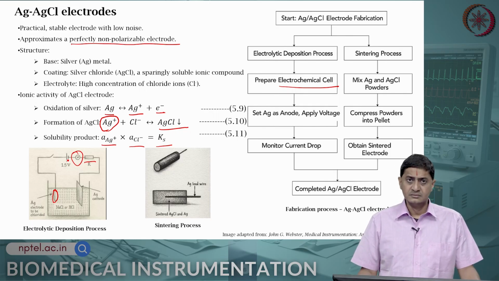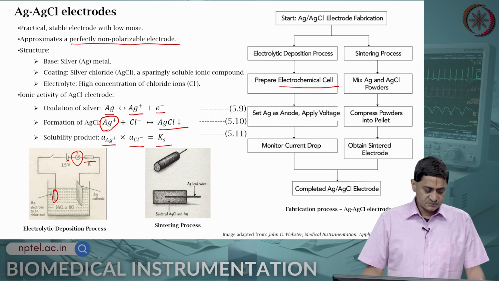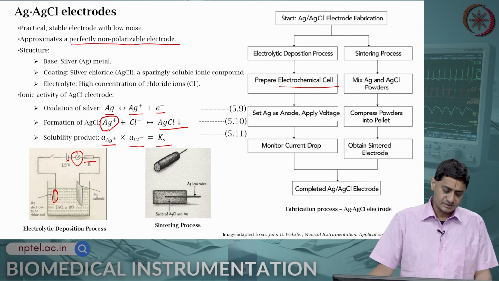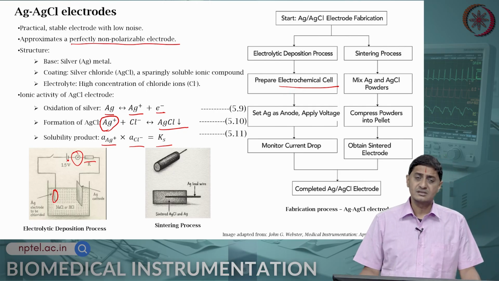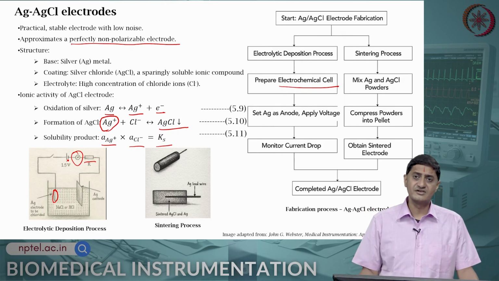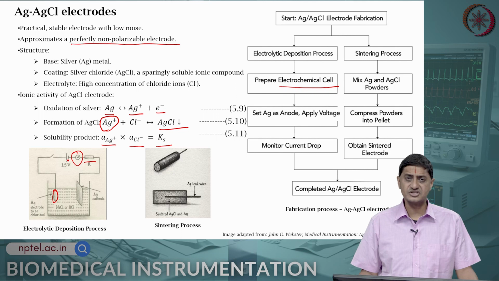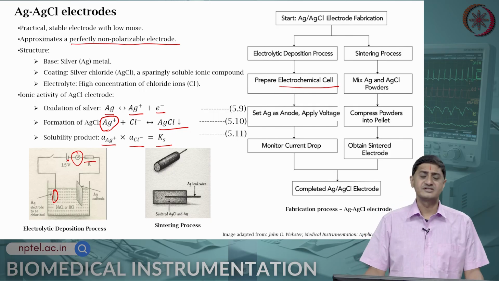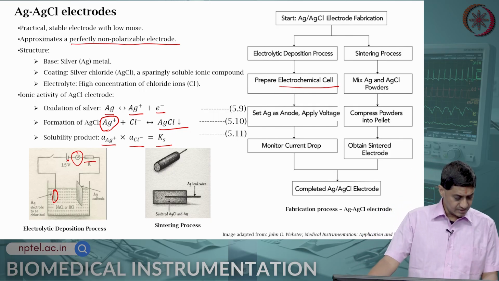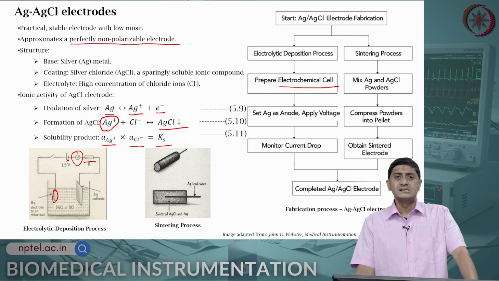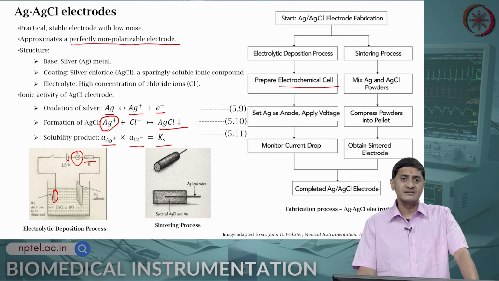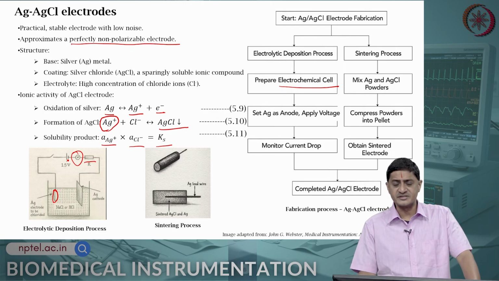Once the deposition is complete, you will see a sudden drop in the current, because silver is no longer conducting, since the deposit is silver chloride, and you essentially stop this process. What are the advantages of this method? The advantage is that the coating of silver chloride on the silver electrode is relatively uniform, as you would expect from the electrolysis process.